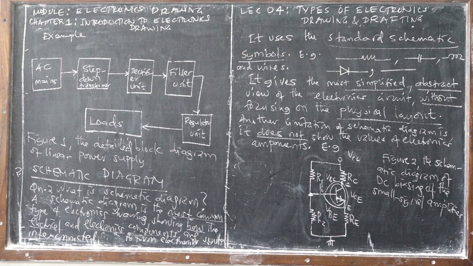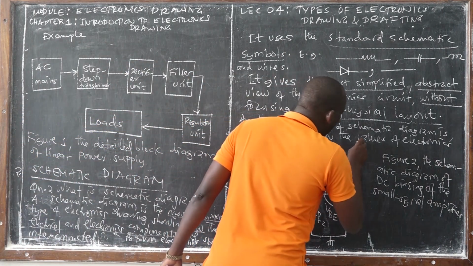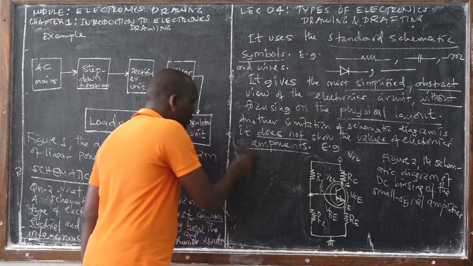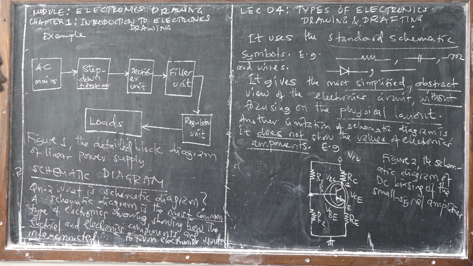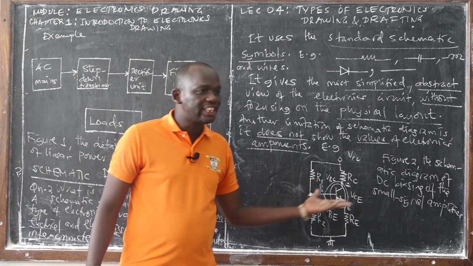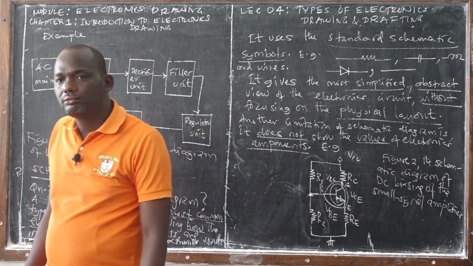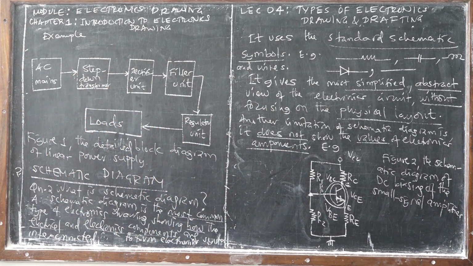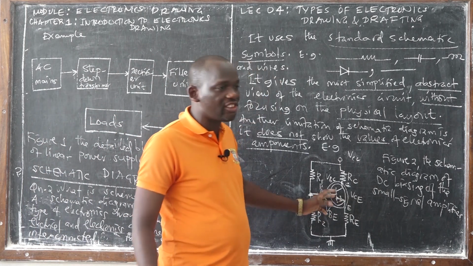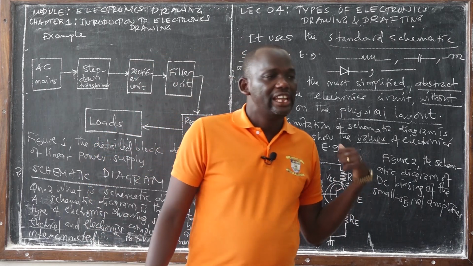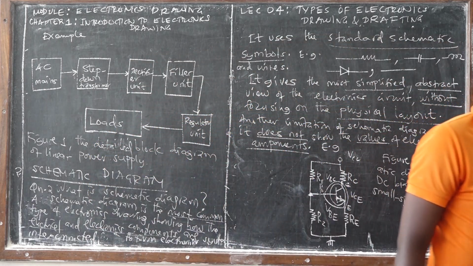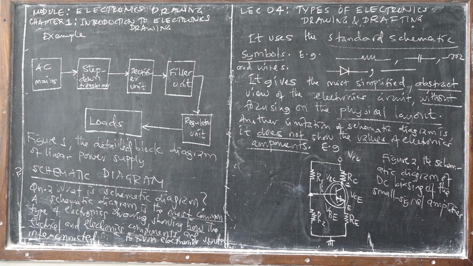One of its limitations is that it doesn't show the values of electronic components. For instance, we don't know that the resistance of R1 is 1K. It's not stated in the diagram. But remember that for the physical implementation, we have to choose the value of each resistor, and check the characteristics of the transistor. Each resistor has its resistance, but it's not shown in the schematic diagram. Are we together?